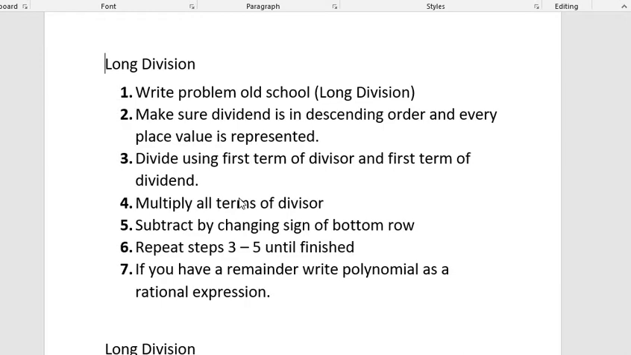Make sure your dividend is in descending order with every place value represented, which means every power has to be represented. If the highest one is to the third power, you need squared, you need regular, and you need none. So you need every power represented. Divide using the first term of the divisor and the first term of the dividend. Multiply all the terms of the divisor. Subtract by changing the sign of the bottom row. Repeat steps 3 through 5 until finished. And if you have a remainder, write the polynomial as a rational expression.